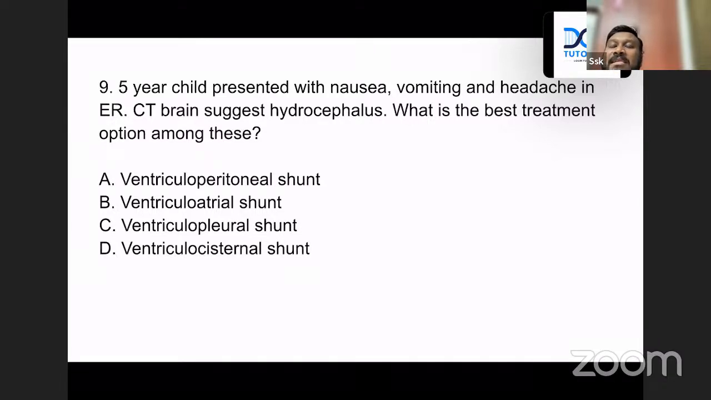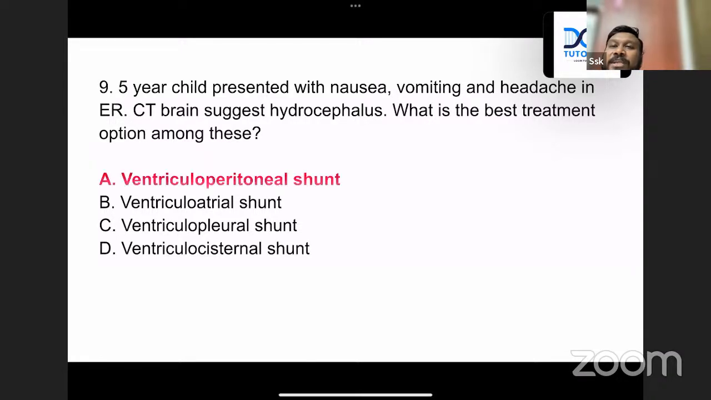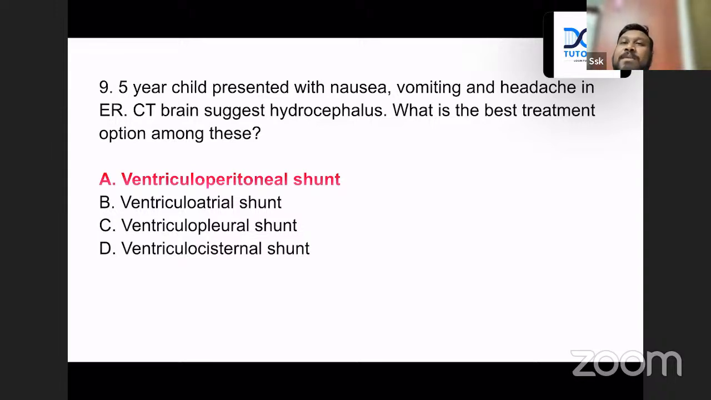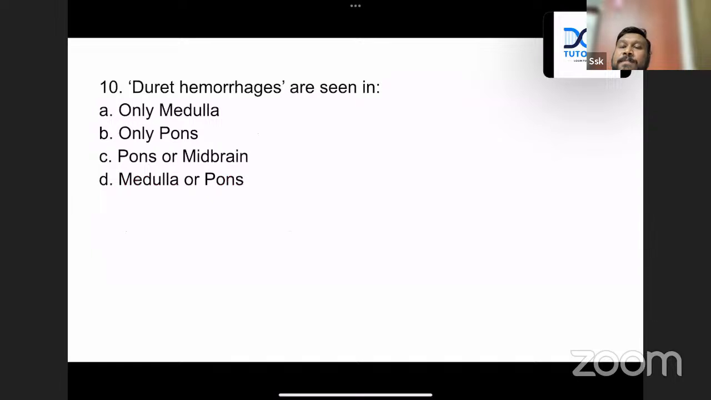But the one that has tested time and has stood against decades is always going to be a VP shunt. So even now, VP shunt will be the first step that you are going to do if you do not have the setup of an endoscope. So in that scenario, you can do endoscopic third ventriculostomy. Otherwise, the ventricular peritoneal shunt will be the first step in managing these patients.